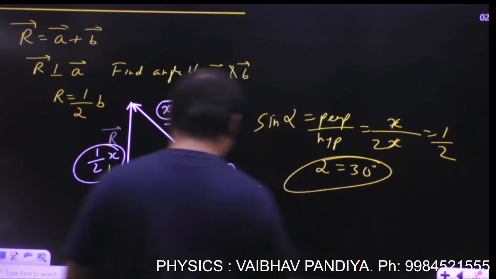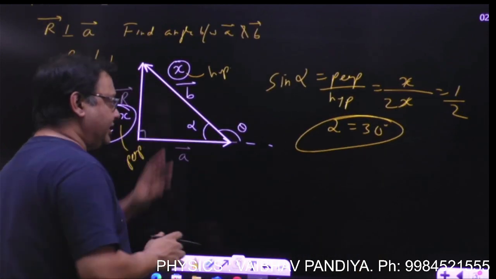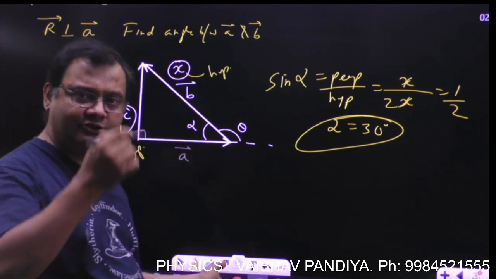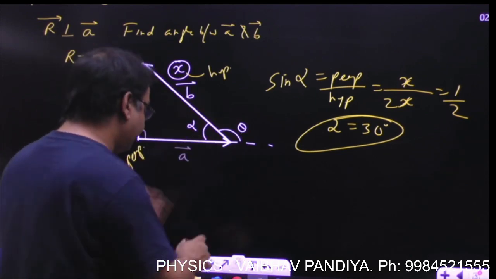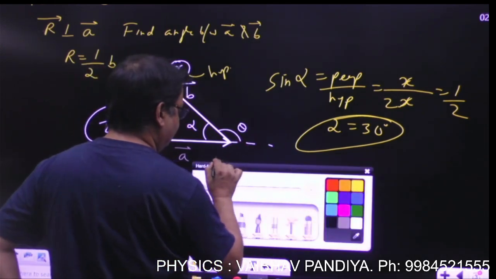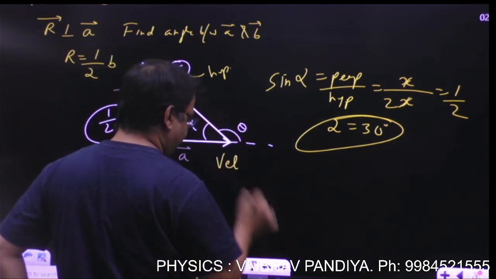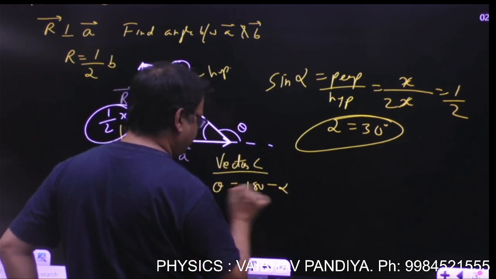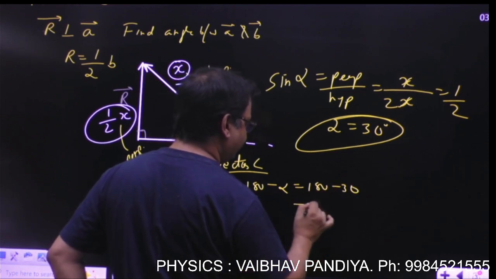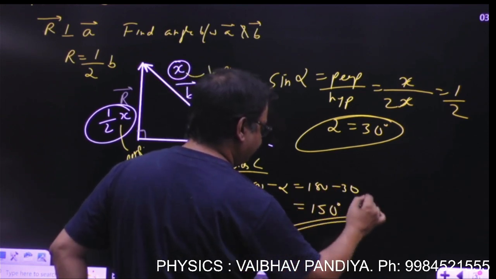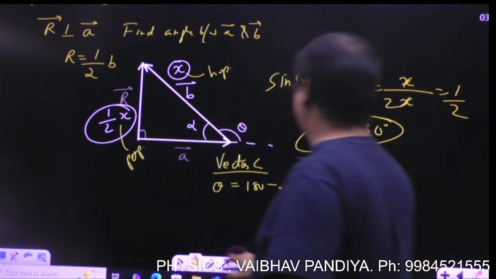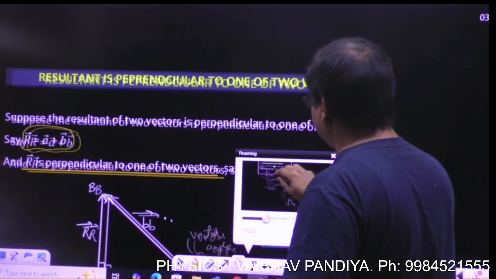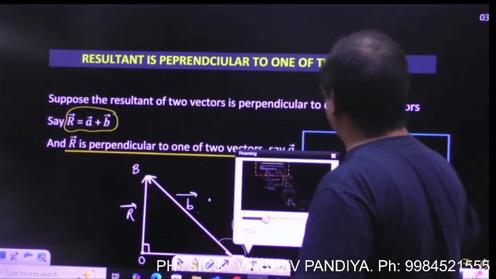But don't make the mistake. Sometimes in an MCQ, you have to find the angle between A and B, and you get alpha is 30 degrees, and an option is given as 30 degrees, and you simply mark 30 degrees. That is the wrong answer, because this is simply alpha. The vector angle is this angle. So the vector angle, because the figure is head to tail, is 180 minus alpha. Theta will be 180 minus 30, so it will come to be 150 degrees. So this is your answer. You can see geometrically how easily the problem can be done when you are given the resultant of two vectors perpendicular to one of the two vectors. Got it?